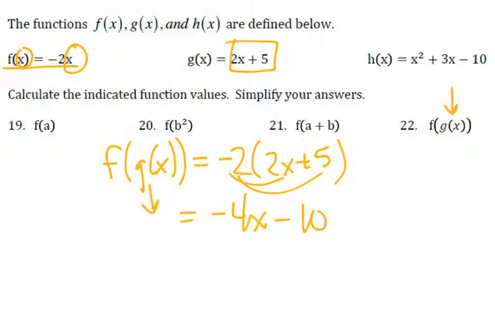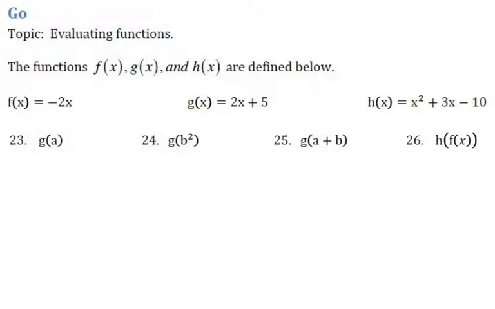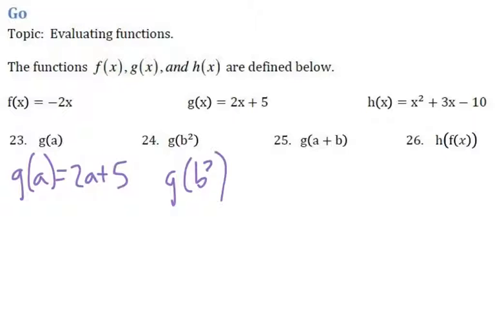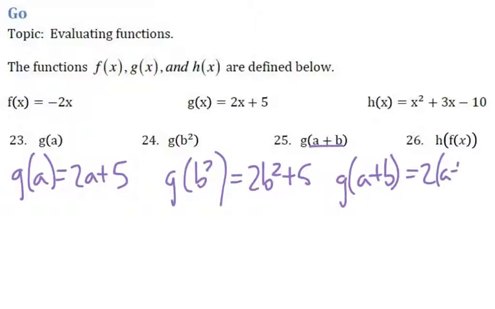Okay? So, now we do the same type of stuff for g. Okay, 23, g of x, we change it to g of a. G of b squared, we change the x to b squared. a plus b, we change it to a plus b, and then we simplify. So distribute, so 2a plus 2b plus 5. So that's all there is to it on those parts.